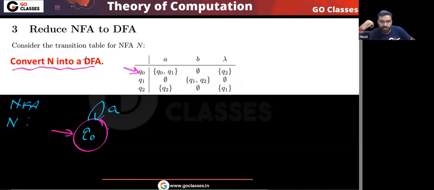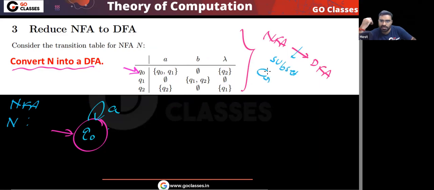See, the purpose of this question is to convert NFA to DFA. That is the purpose. So don't worry about the final state. Just convert the NFA to a DFA using the subset construction algorithm. Using this algorithm, you convert NFA to DFA. Okay, very simple. Is this point clear?